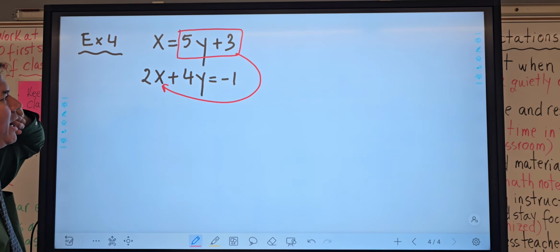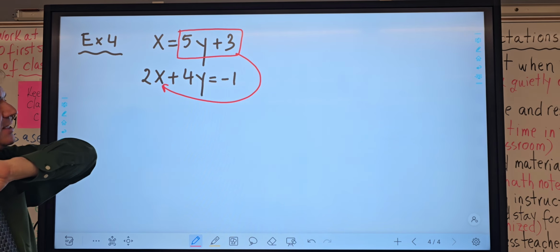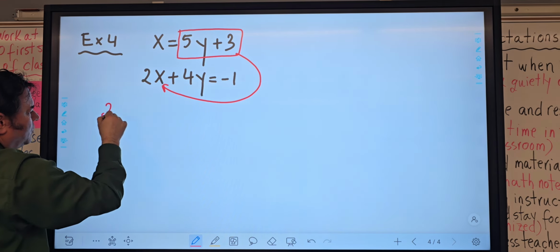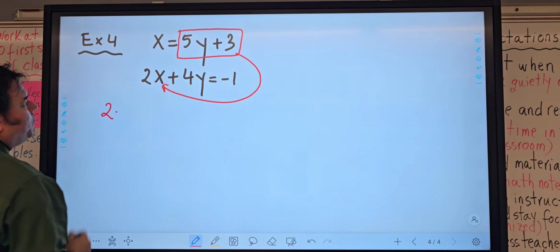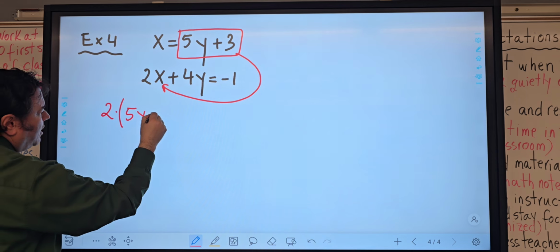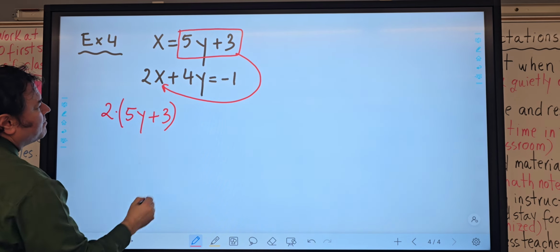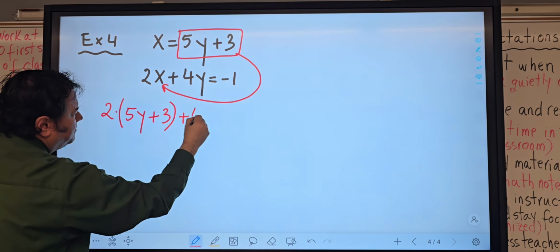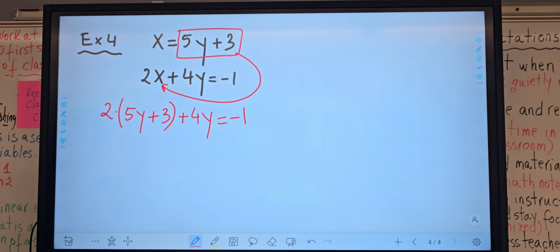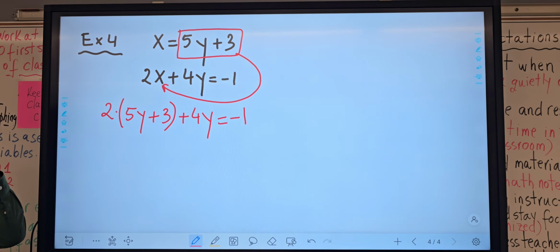Dobrescu is x, not the y. Okay? And let's see what's going to happen. So we have 2 times, instead of x, we put 5y plus 3, plus 4y equals negative 1. Okay, and now let's solve for y.